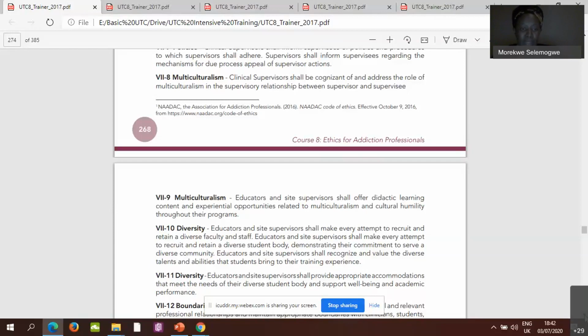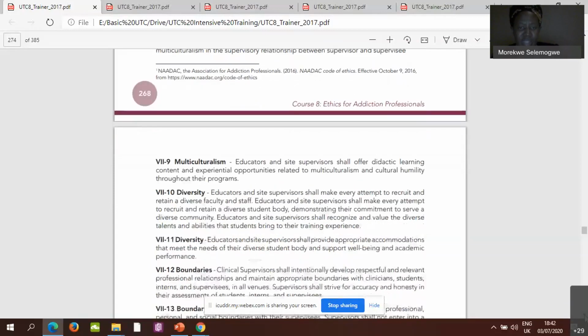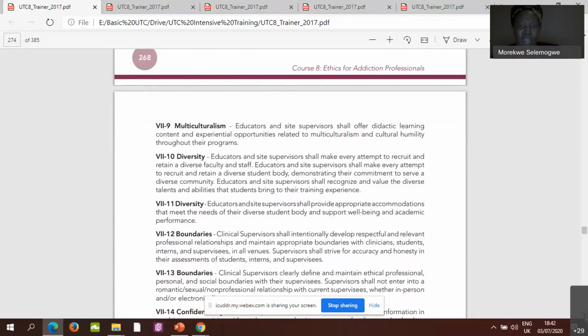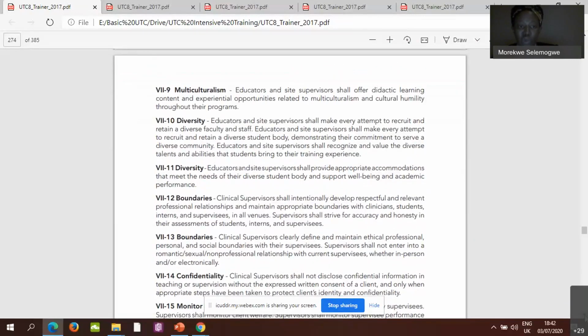And then number 10, diversity. Educators and site supervisors shall make attempts to recruit and retain diverse faculty and staff. This also relates to the standard that we discussed yesterday, that in terms of recruitment, you would want to make sure that your staff is diverse. It also gives supervisees an opportunity to have that multiculturalism experience in your work environment.